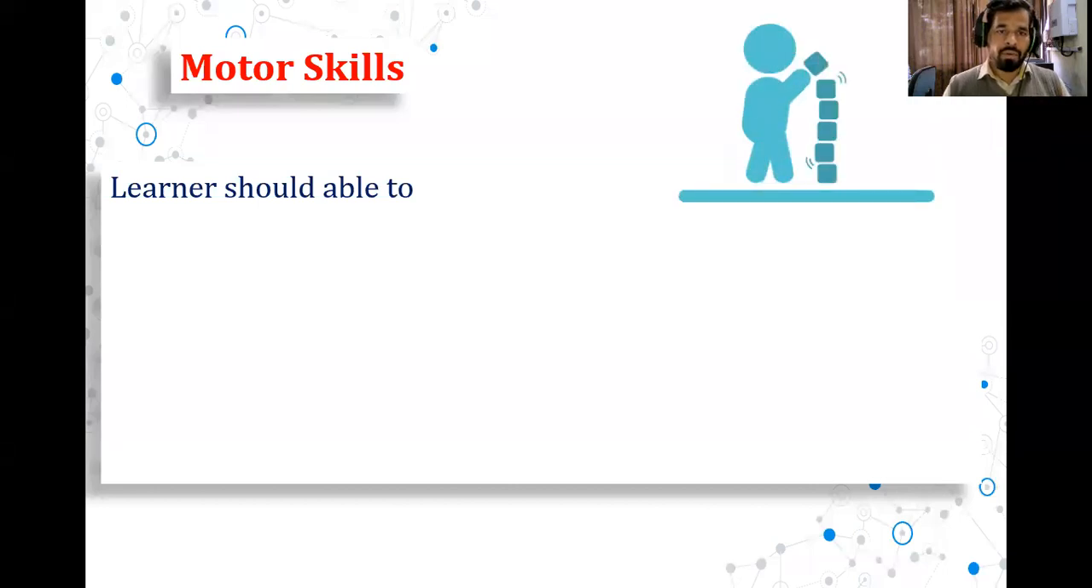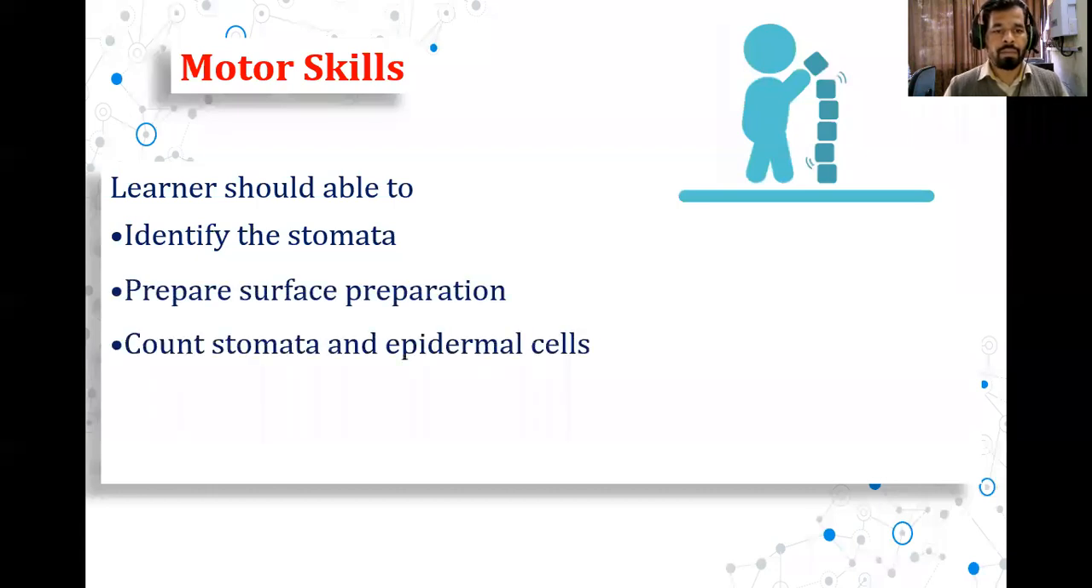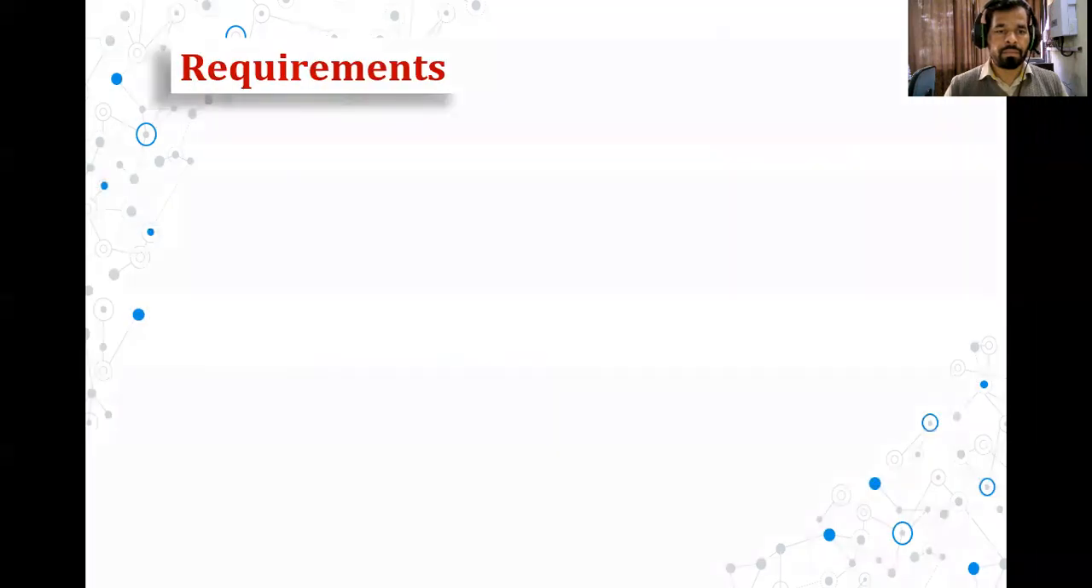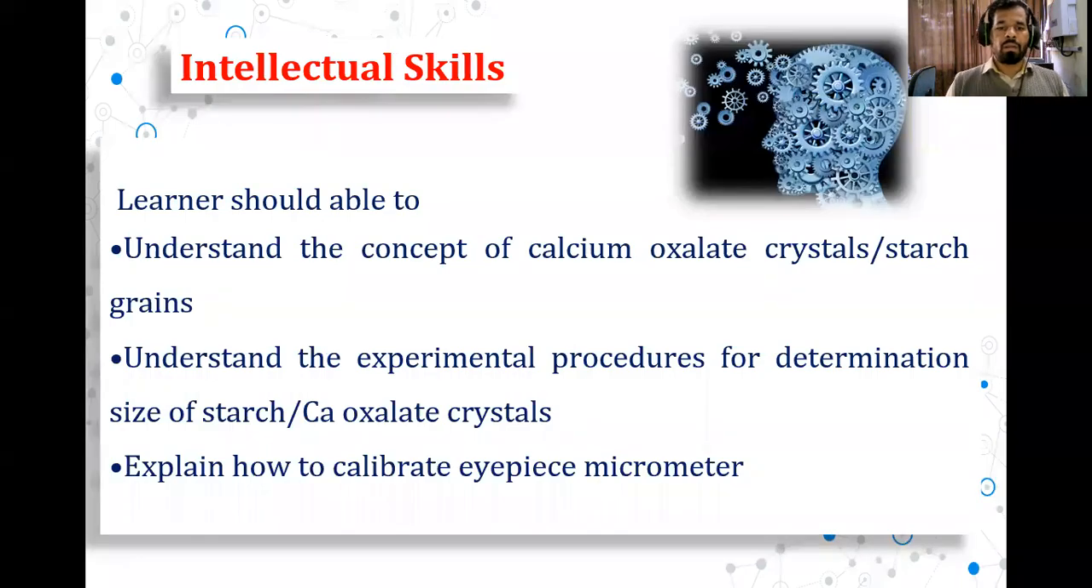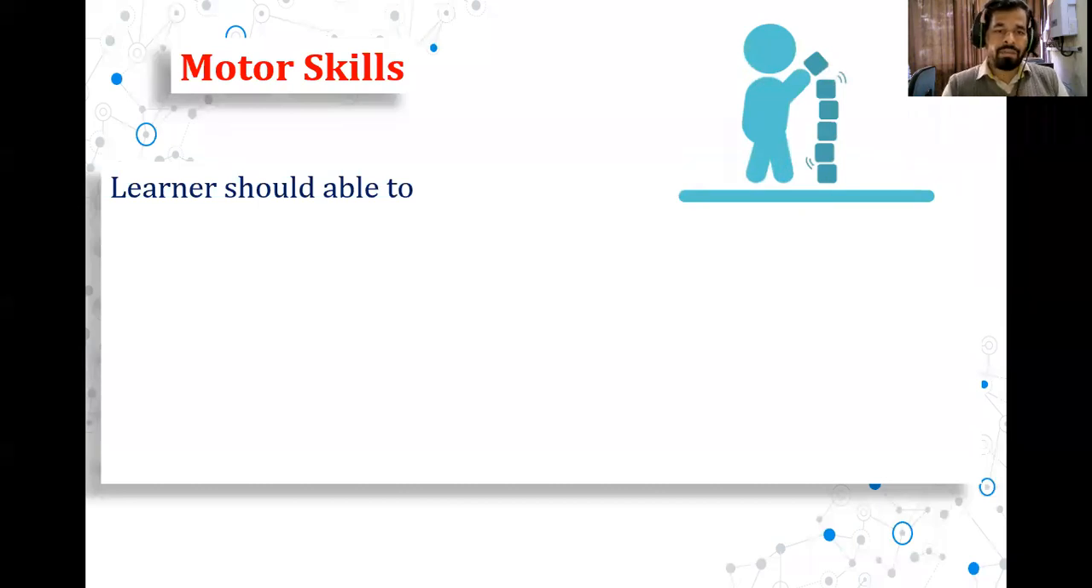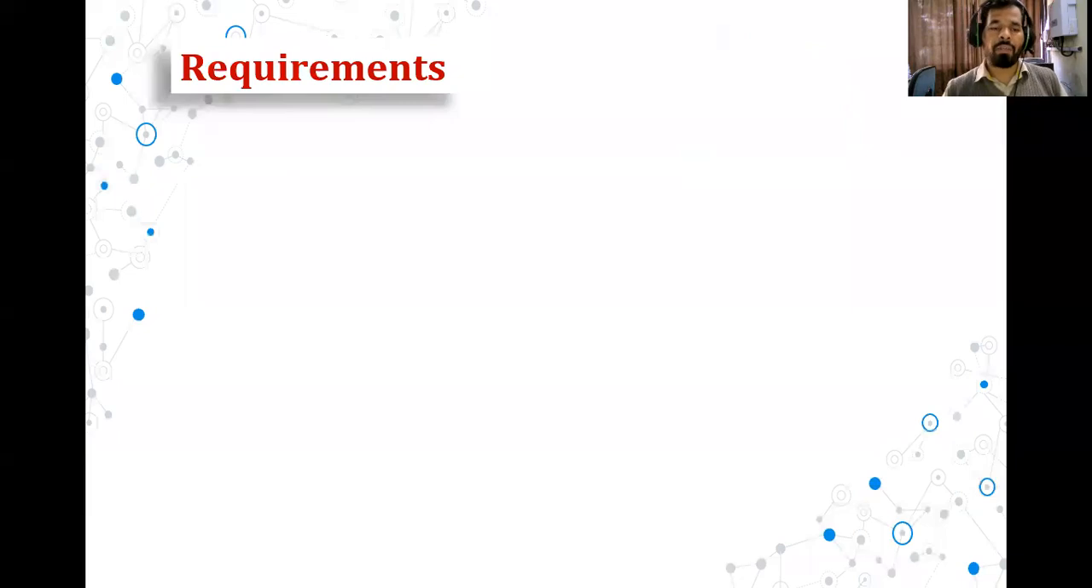Now let us move ahead to the motor skills. After completion of this topic, you will be able to identify the starch grains. You will be able to identify calcium oxalate crystals by observation under a microscope. Then you will be able to differentiate between different types of calcium oxalate crystals as well as starch grains. So you will learn all these things after completion of this topic.